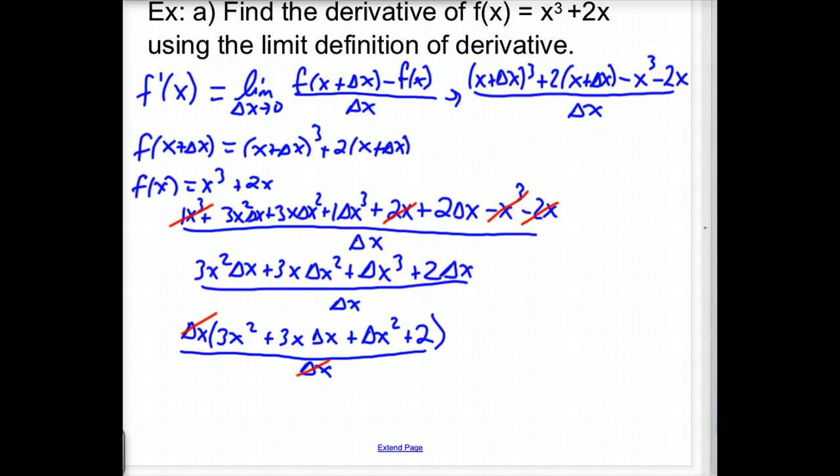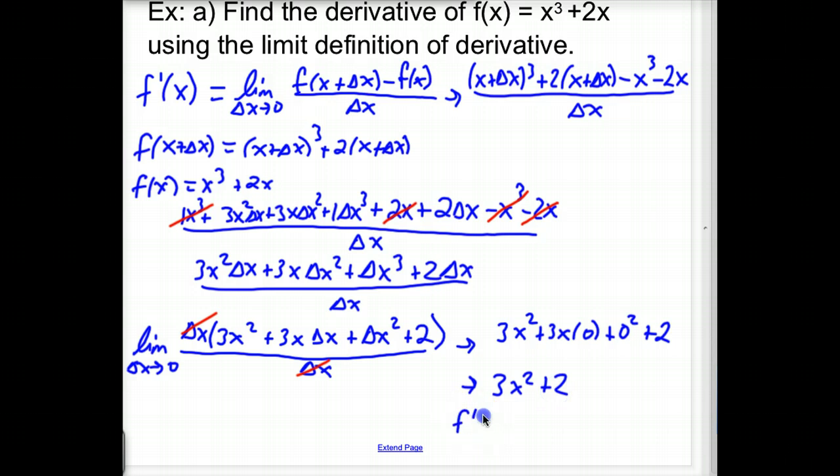And now I'm going to take the limit. So I'm actually going to do direct substitution. Put 0 in for all the delta x's. So I'll have 3x squared. Notice, don't put it in for the x, just the delta x. So 3x squared plus 3x times 0 plus 0 squared plus 2. So that simplifies to 3x squared plus 2. So my derivative is 3x squared plus 2.